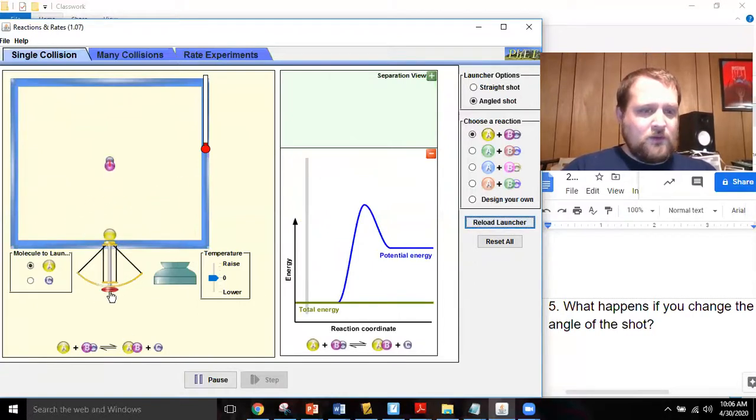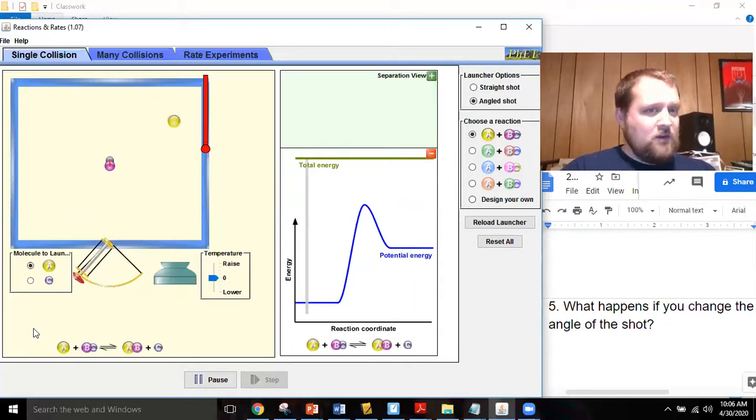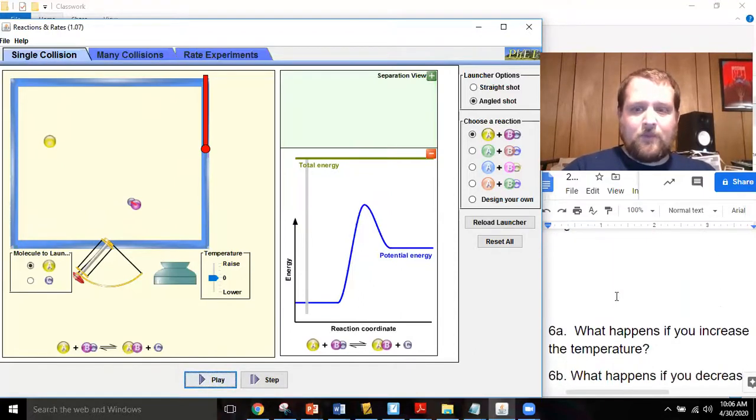We'll do one more. Let's send it way off to the side. So no reactions happening because we're not having any collisions. This is a key idea. Oh, was that an effective collision? No. All right, so that was 5. What happens if you change the angle of the shot?